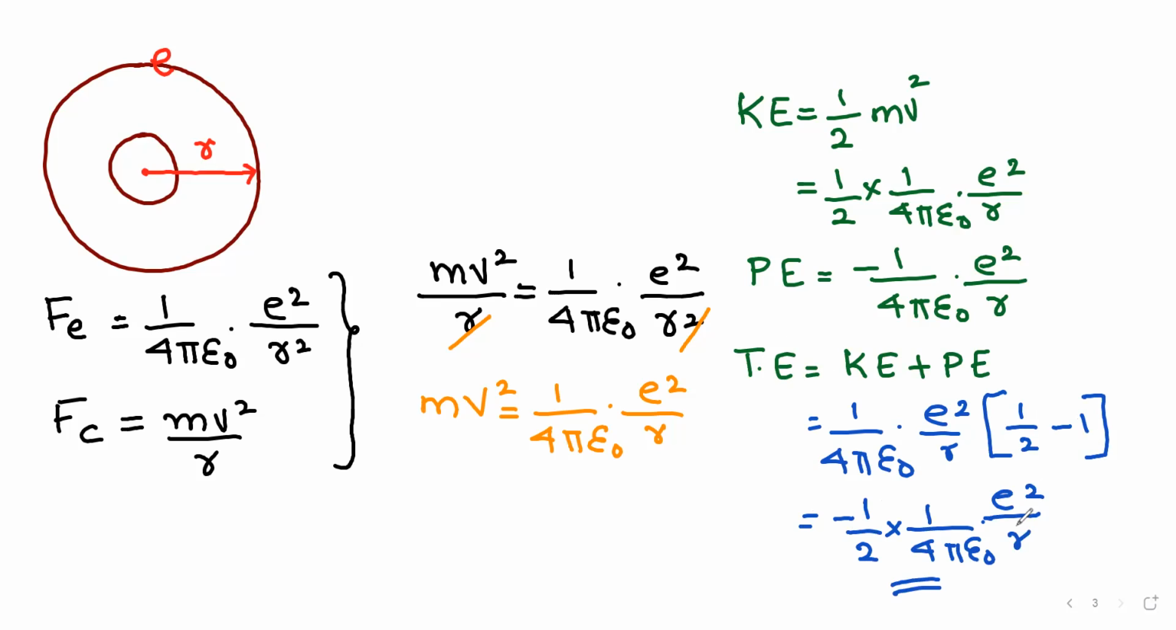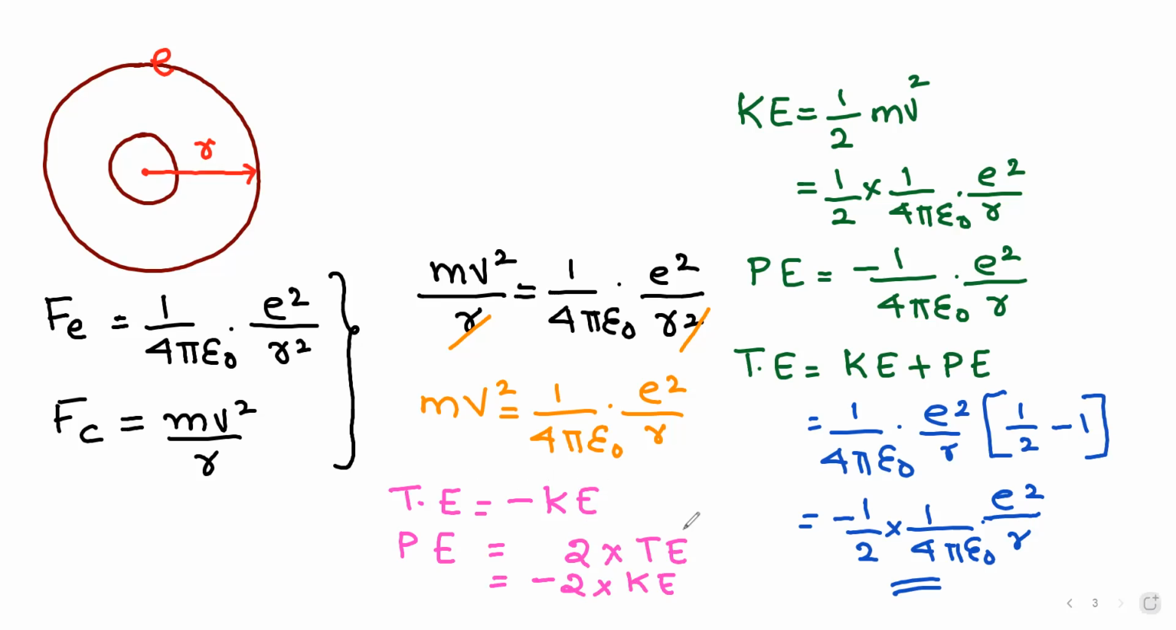So half of minus 1 is minus half into 1 by 4 pi epsilon 0 e square divided by r. And you can see that the total energy of the revolving electron is negative. What does this mean? That the electron is bound to the nucleus. It cannot leave the nucleus and go. So when we look into the kinetic energy, potential energy and total energy, we can say that the total energy is always minus of kinetic energy. And what about the potential energy? Potential energy is equal to 2 times total energy, or it is minus 2 times the kinetic energy, because the potential energy should be negative. So this is the first derivation from the chapter atoms.